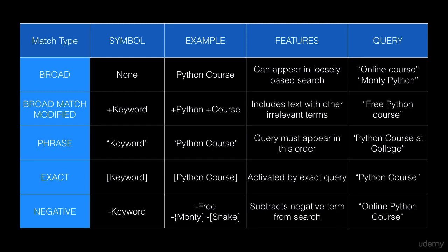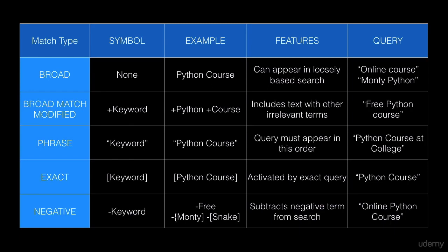So firstly, broad match. Broad match means that your keyword will be activated in queries that are loosely based on your keyword. So my example is Python course. Now, if somebody types in Python courses at college or online courses or Monty Python, it gives Google the freedom to interpret Python course how they want. Now, this normally means you'll get more impressions because Google have the freedom to interpret it how they feel like.